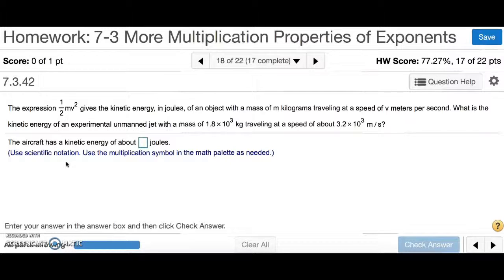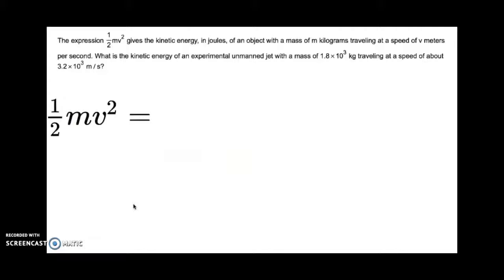Number 18, the expression 1/2 mv squared gives the kinetic energy in joules of an object with a mass of m kilograms traveling at a speed of v meters per second. What is the kinetic energy of an experimental unmanned jet with a mass of 1.8 times 10 to the third kilograms traveling at a speed of about 3.2 times 10 to the third meters per second? We're going to need to substitute in for our formula. M is going to be the mass, that is 1.8 times 10 to the third. V is going to be our speed, and that is 3.2 times 10 to the third power.